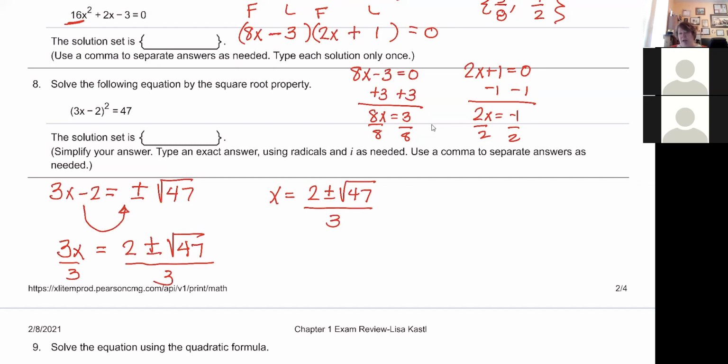And just between you and me and the wall, I don't require you to simplify the radical. So even if you could simplify the radical, if you don't do that, I'll give you credit. It's just not that big of a deal for me. And MyMathLab, I did verify, will accept 2 plus or minus the square root of 47, the whole thing over 3. It will accept that as your solution because I did this yesterday and it did.